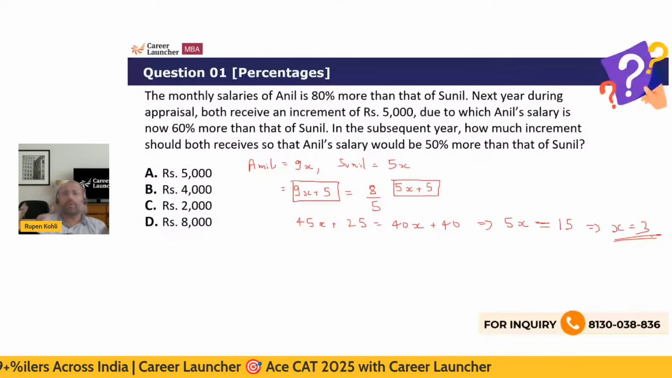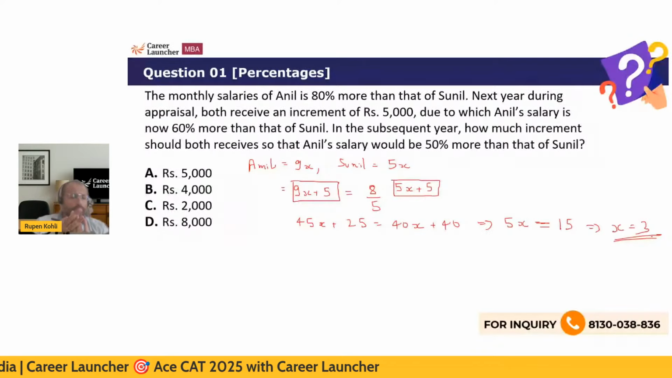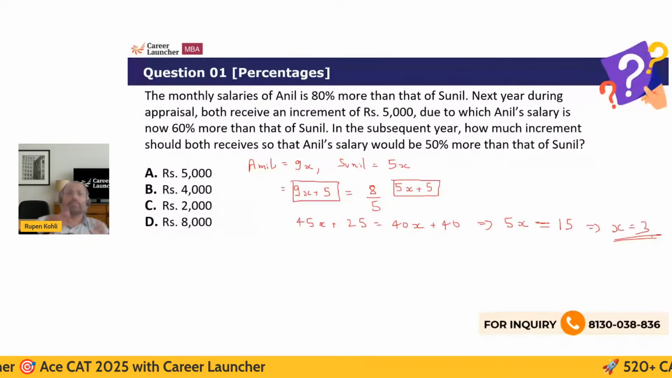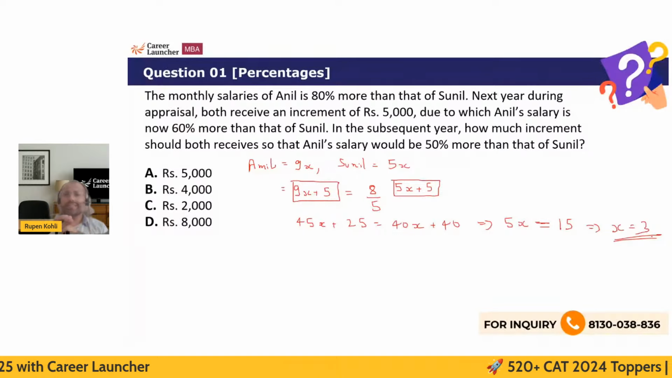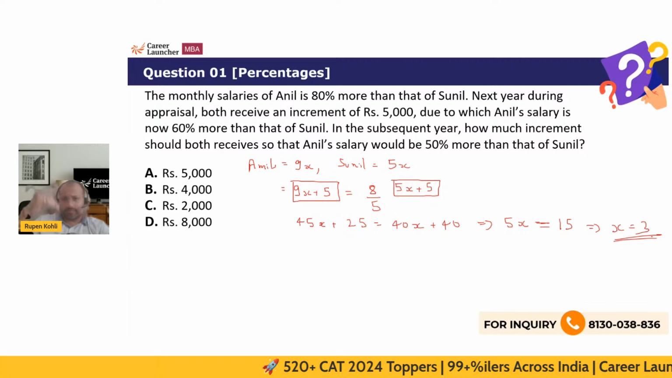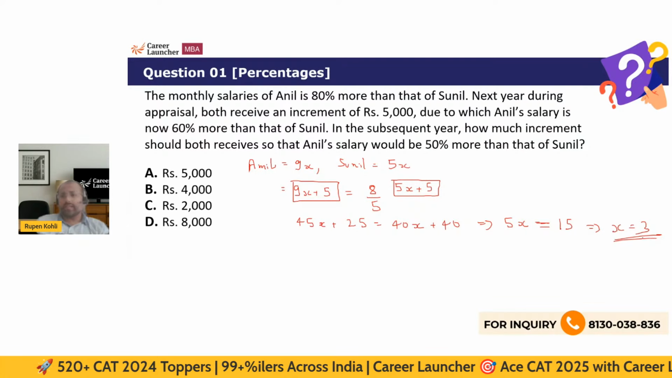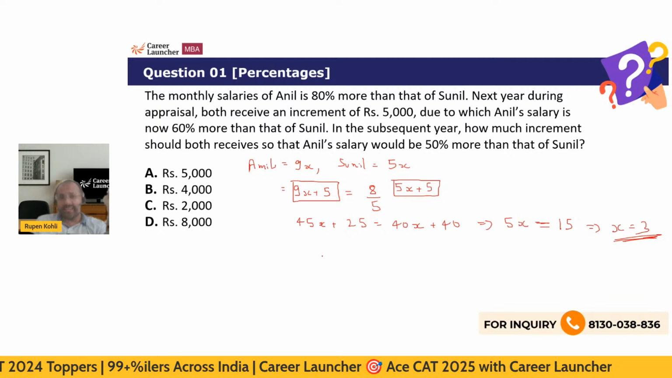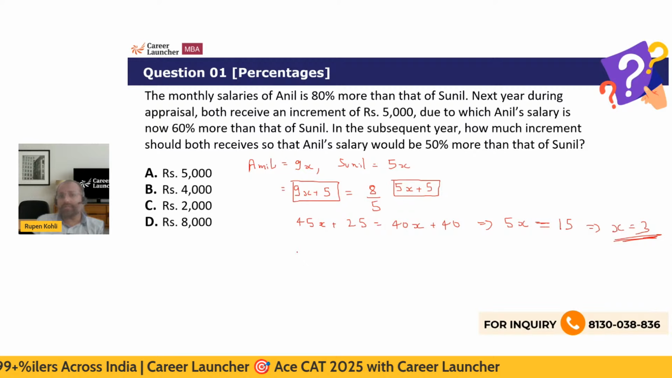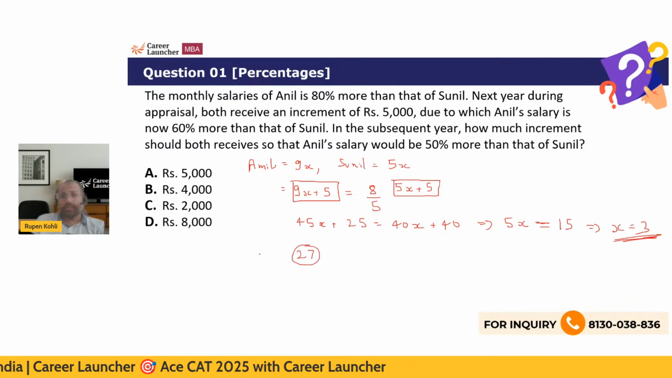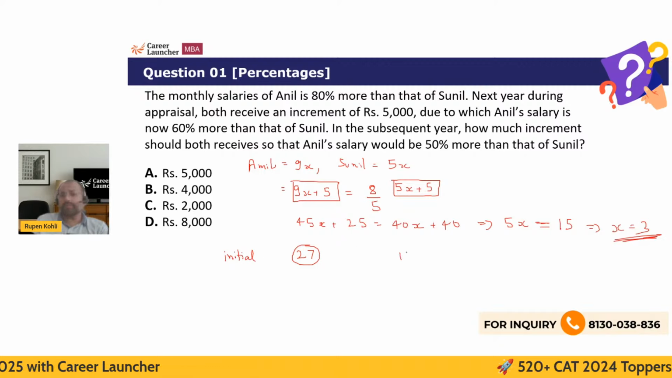Pretty regular problem on percentage. Percentage comparison statements were given. Initially, we took the two quantities defined on the ratio of 9 is to 5 as 9x and 5x. Then they change, and again there is a percentage comparison. That statement helps us find the value of x. If x is 3, its initial salary was 9 times 3, which is 27,000. This was the initial salary of Anil, and that of Sunil was 5 into 3, 15,000.